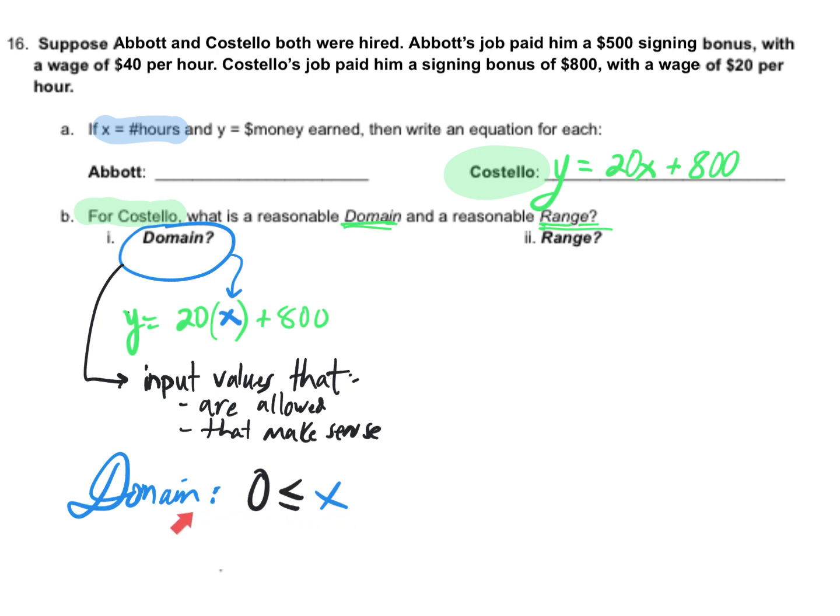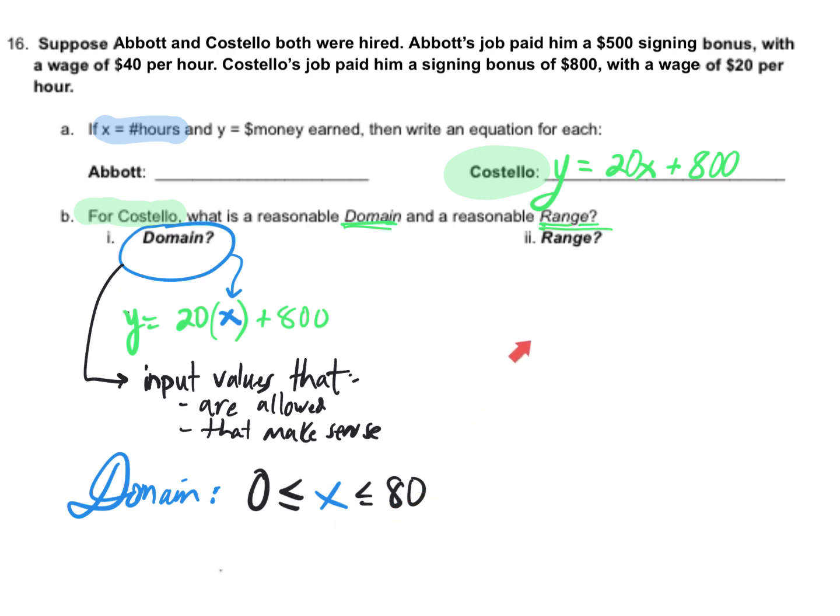So a domain that makes sense, x values or hours you can work, would be from no hours to something up to maybe about as big as 80 hours. But anything would have been good here. 40, 50, 60 is the most hours most people ever work in a week.